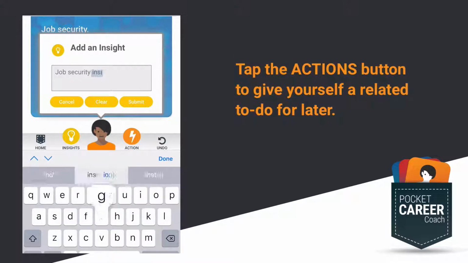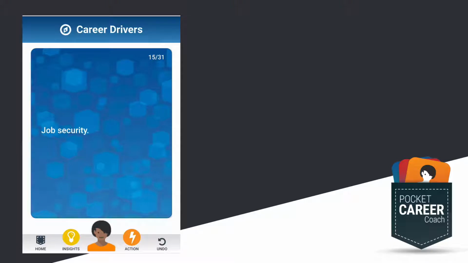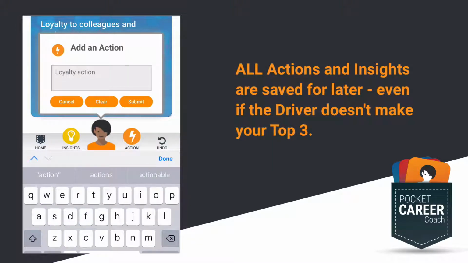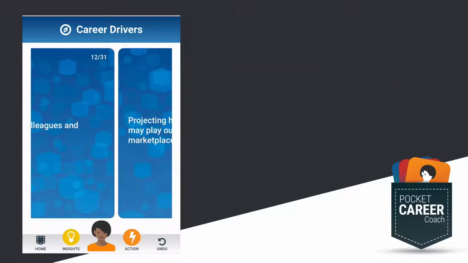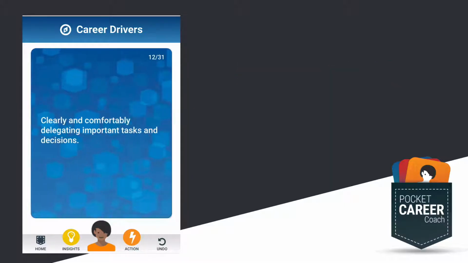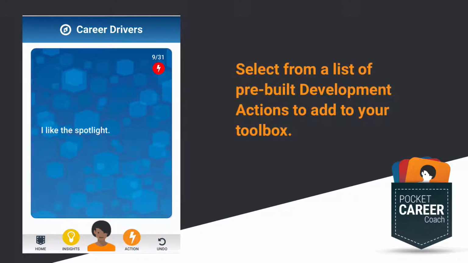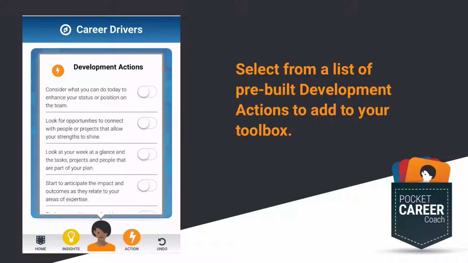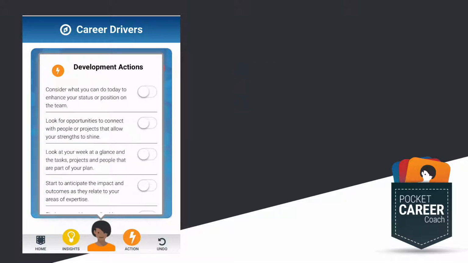Now, these actions and insights can be for cards that end up in your top 3 or for cards that you discarded. Just because they didn't land in your top 3 doesn't mean these actions and insights won't be valuable for you later. As you keep working through them, it does become a bit harder. To help with that, when you get down to about a third of the deck remaining, you'll see that the coach has added some development actions related to each card that you can select as you go. Just tap the red action icon to display a list of these actions. Select the ones that are valuable for you and tap Submit.